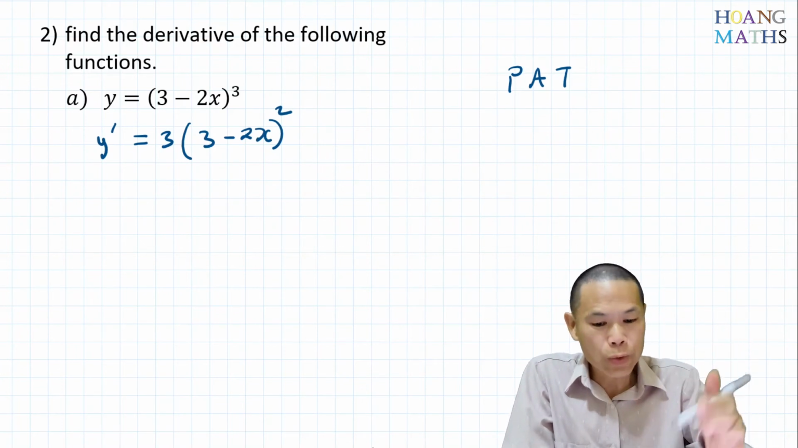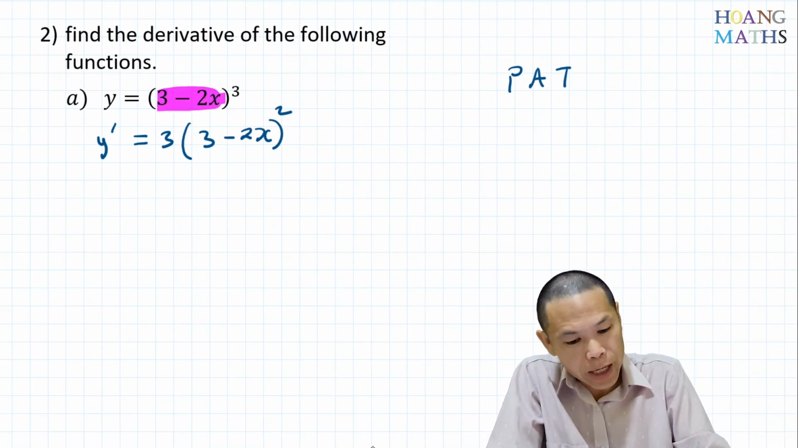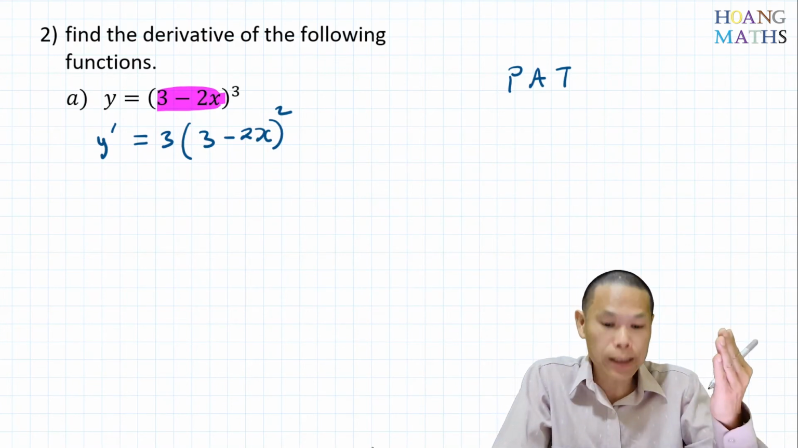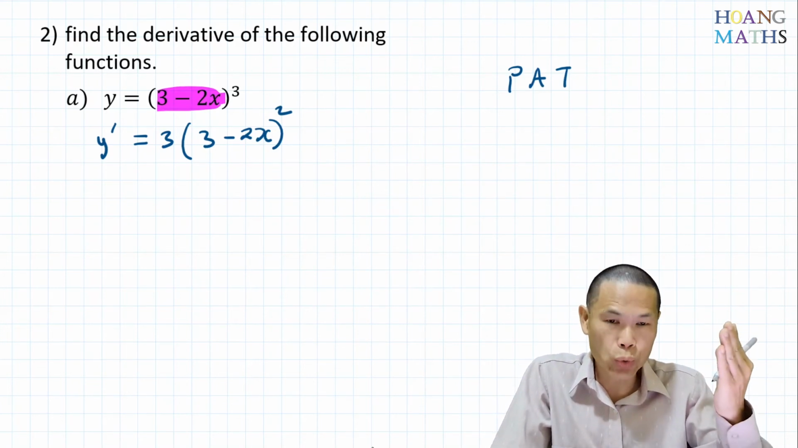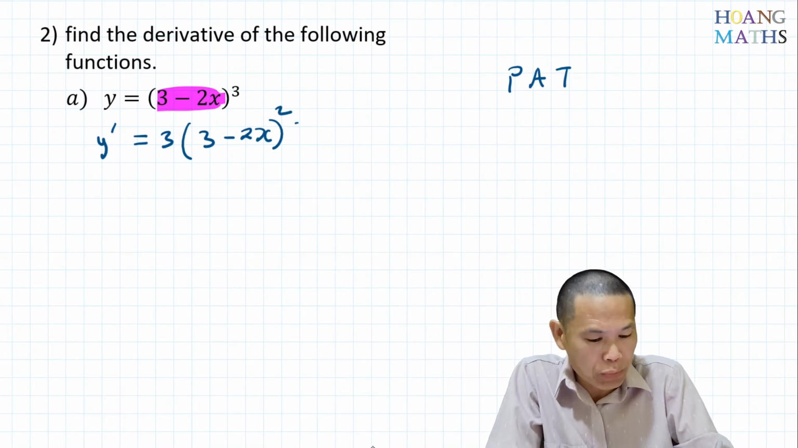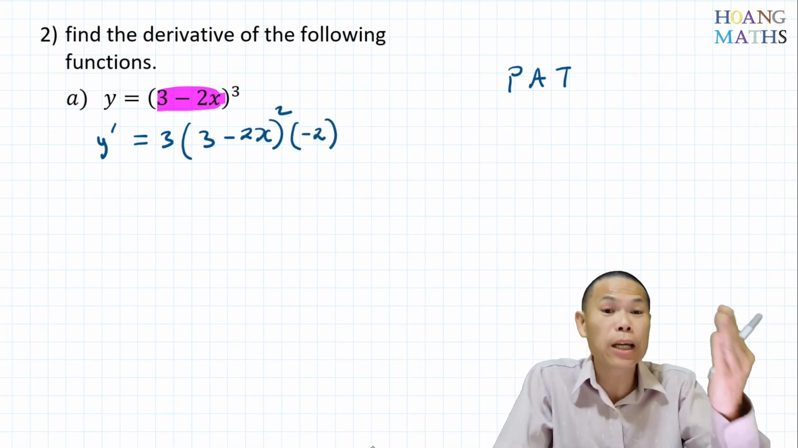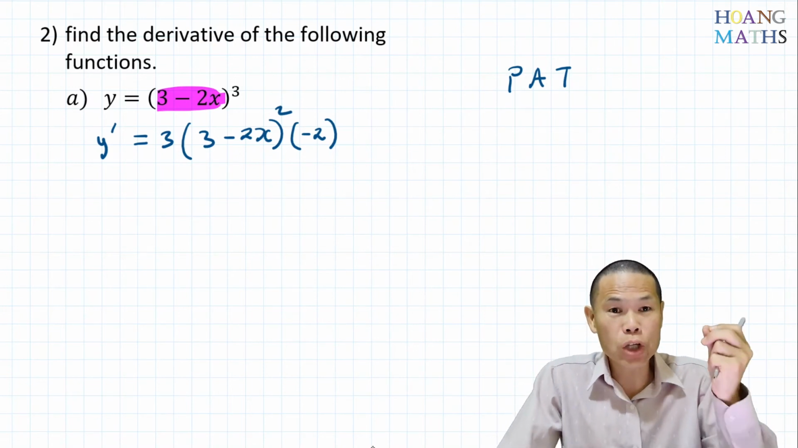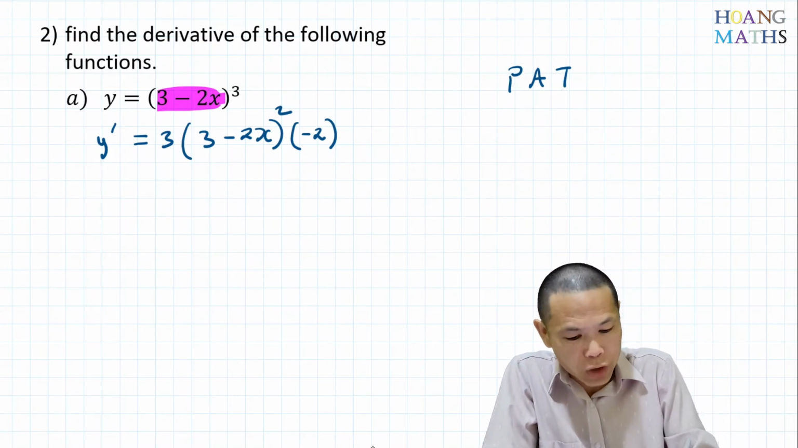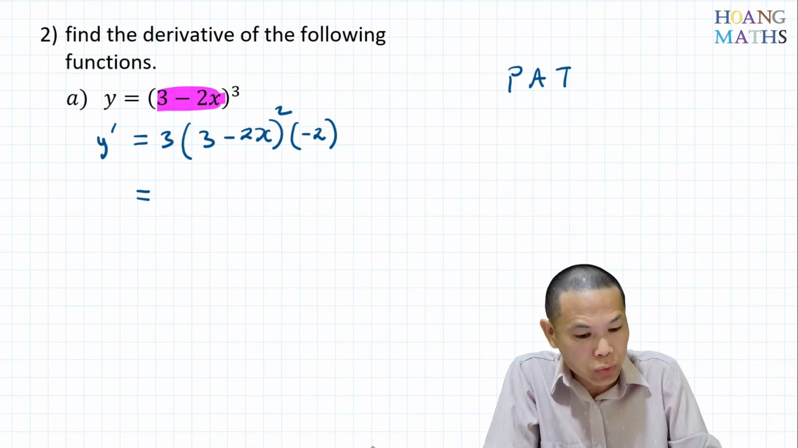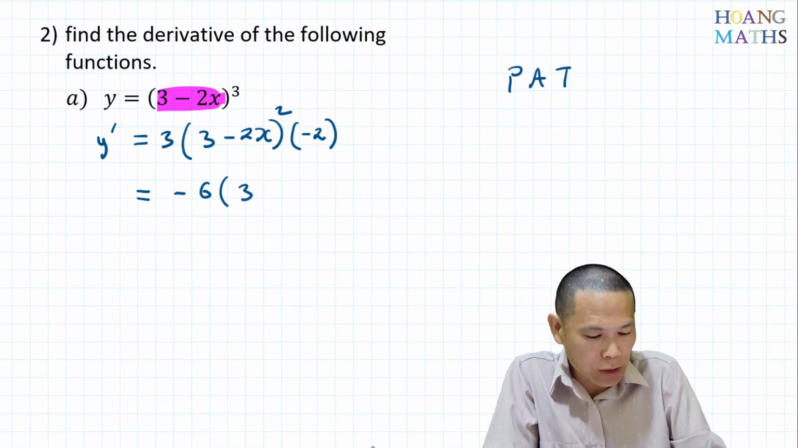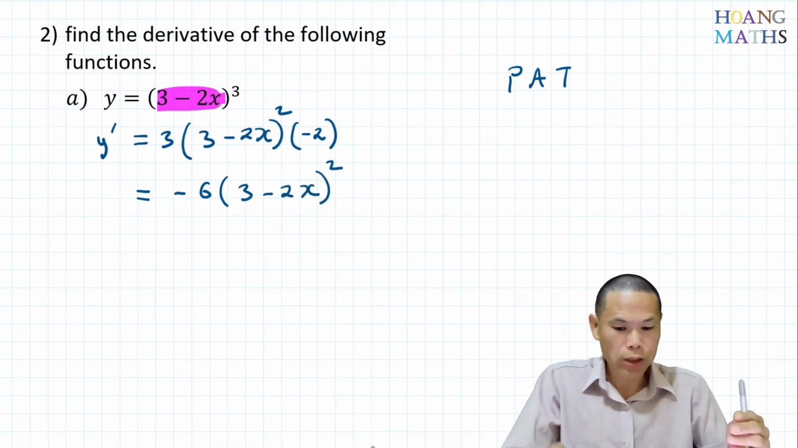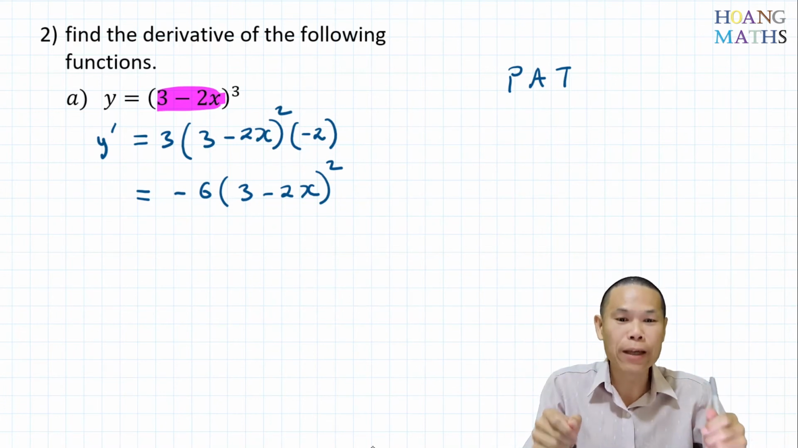Then we differentiate the angle. We treat this as the angle, so differentiating this gives negative 2. You can bracket negative 2 or write times negative 2, it doesn't matter how you write it. And that's it. Now I've just tidied up, simplifying if you like. So 3 times negative 2 is negative 6, and then 3 minus 2x to the power of 2. There you go. I hope you got it correct.